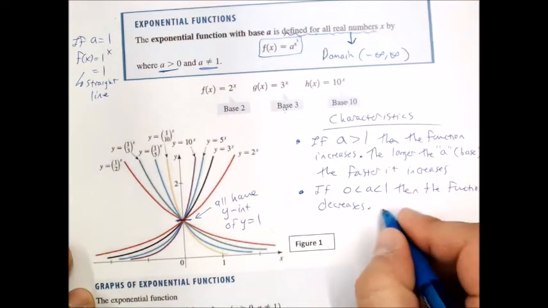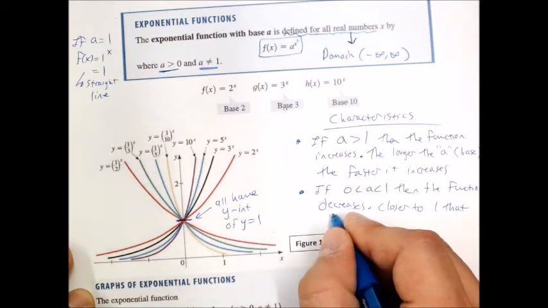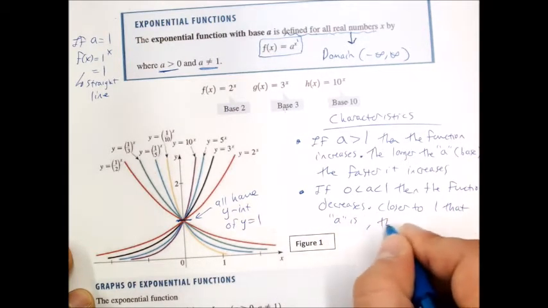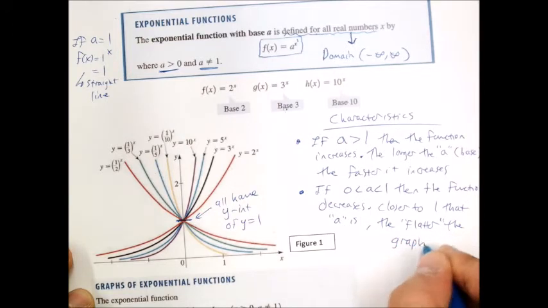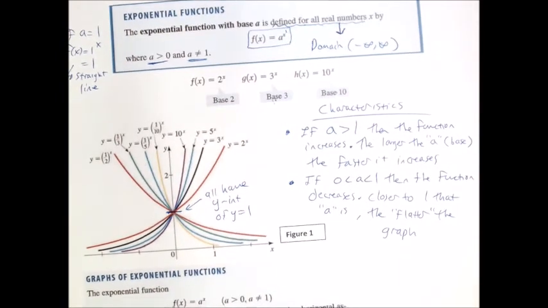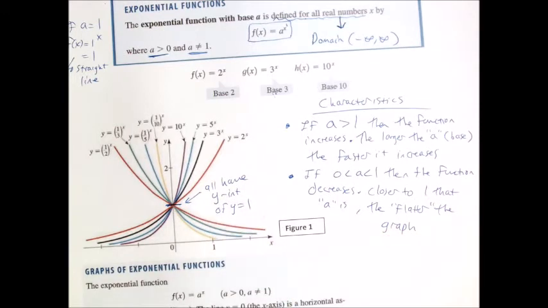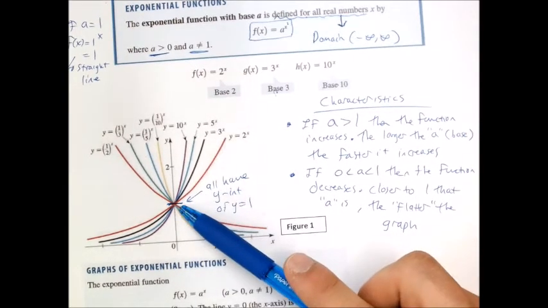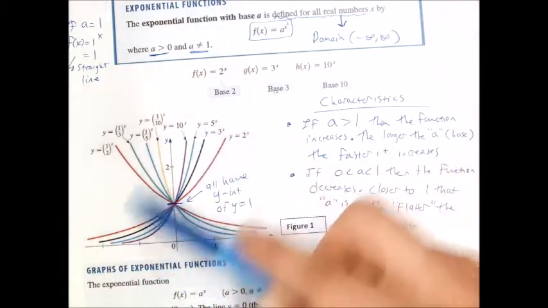And so that's what I want to say. The closer to 1 that A is, the flatter the graph is, or less steep, you could say. So we've got those characteristics about this. That's why there's a whole bunch of them being graphed. You can see those things happening. You can see that they all cross at y equals 1. You can see that if the base is bigger than 1, they're increasing. The bigger the base, the steeper the increase.